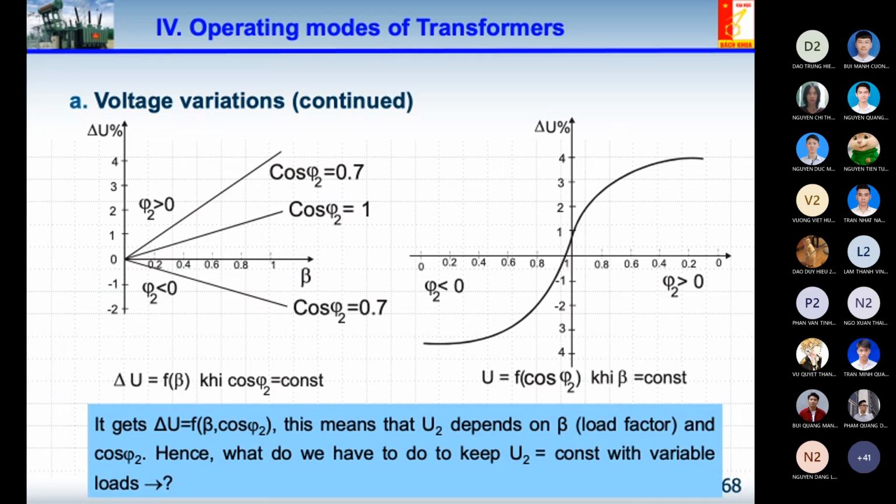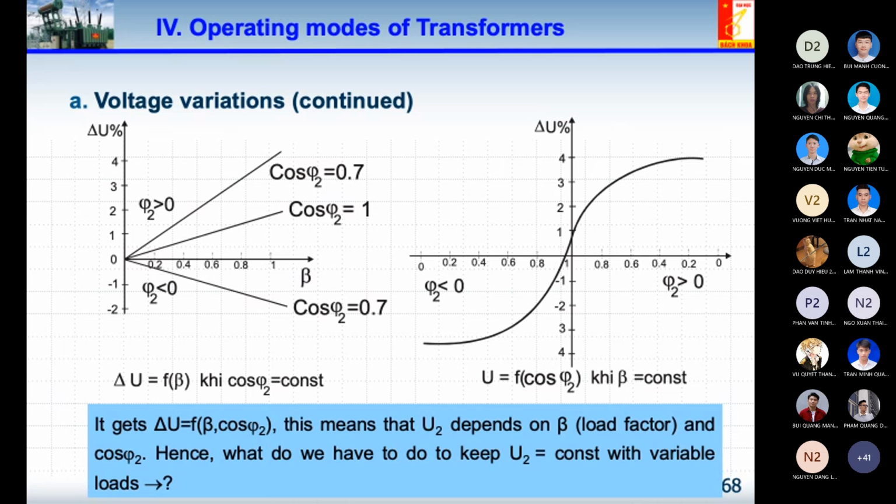Okay, let me repeat the theory we did last week. Coming back to this one: if we want to keep the output voltage of the transformer constant, it means that we have to change the number of turns of the winding getting the high voltage.